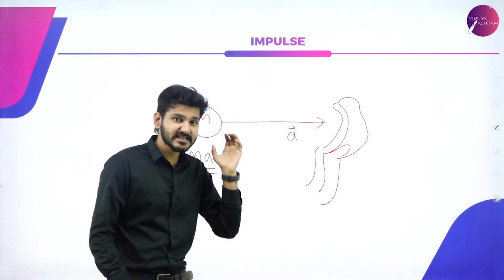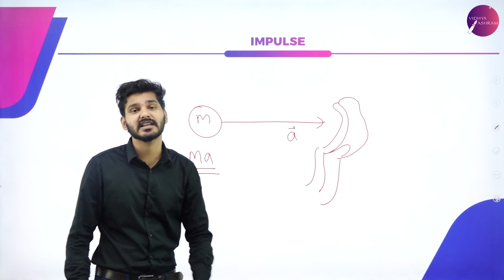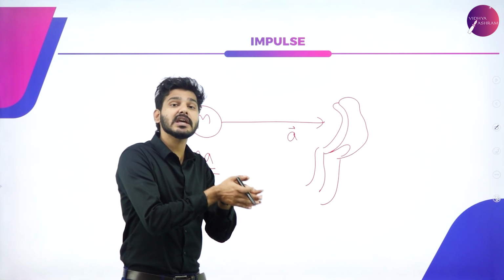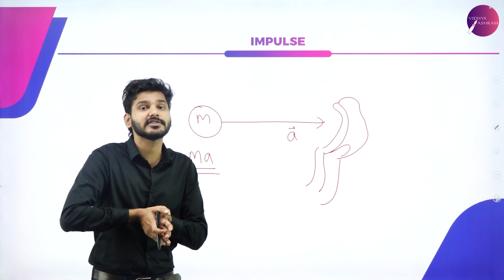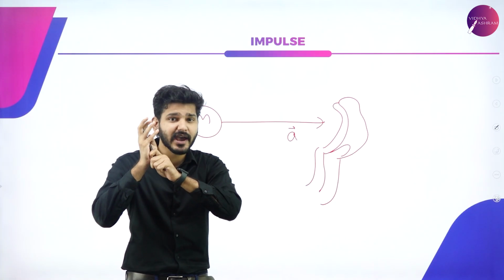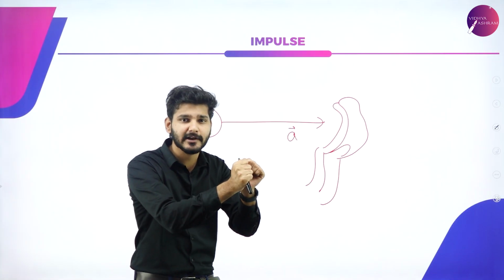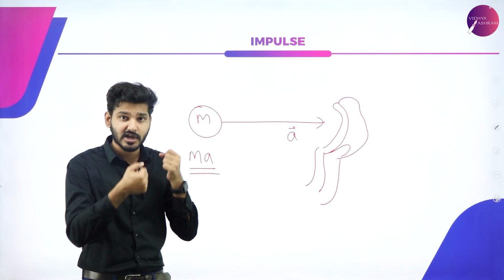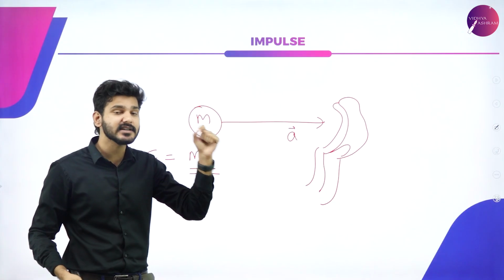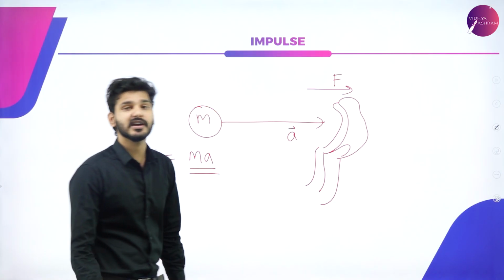So obviously, since this ball is traveling with a velocity or it has an acceleration, I can say that this particular cricket ball exerts a force onto my hand. You can actually feel that force. When a ball is coming towards your hand, you'll actually feel that force. The cricket ball is pushing onto your hand. So a force is exerted onto my hand.